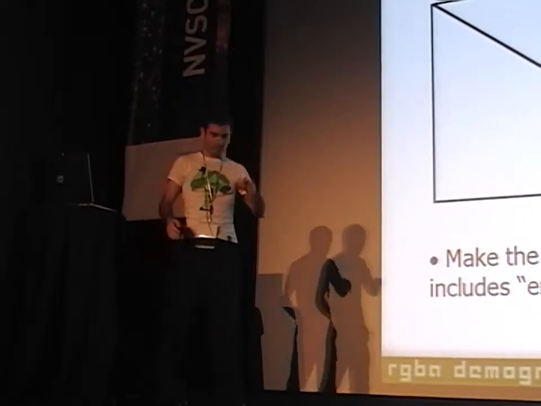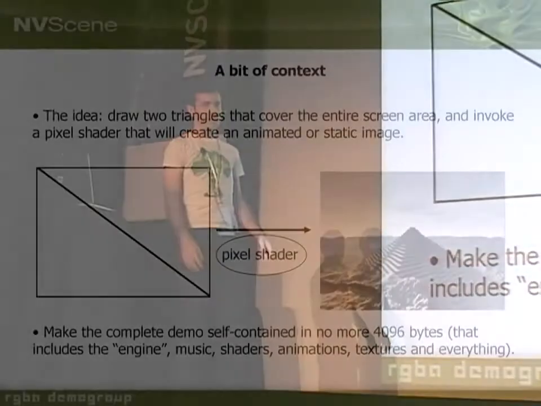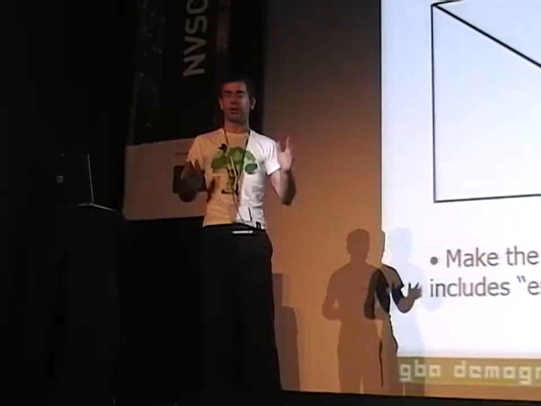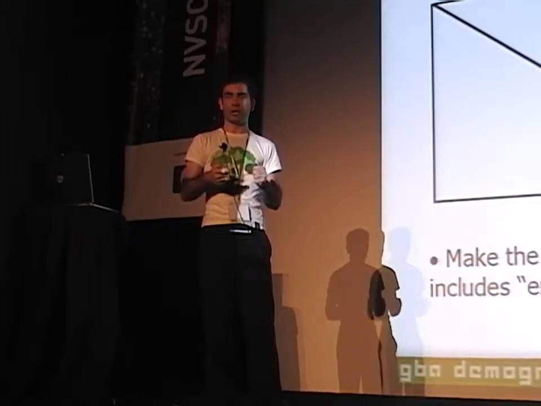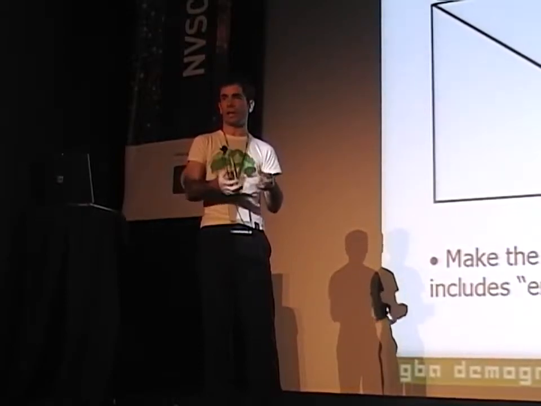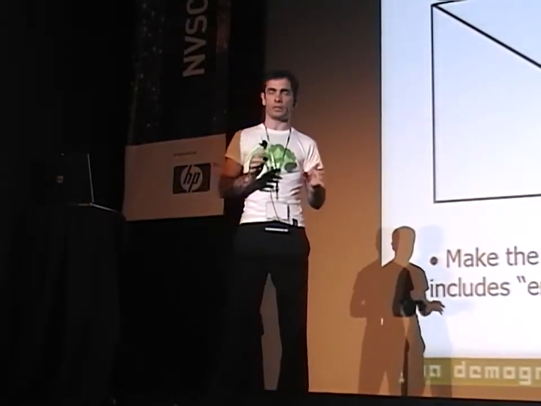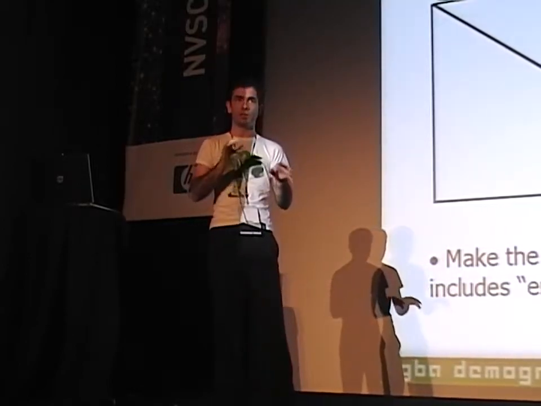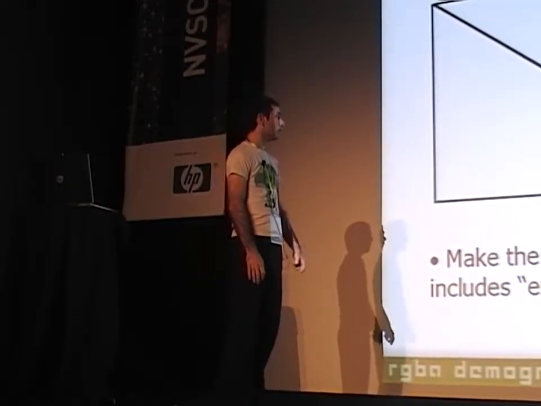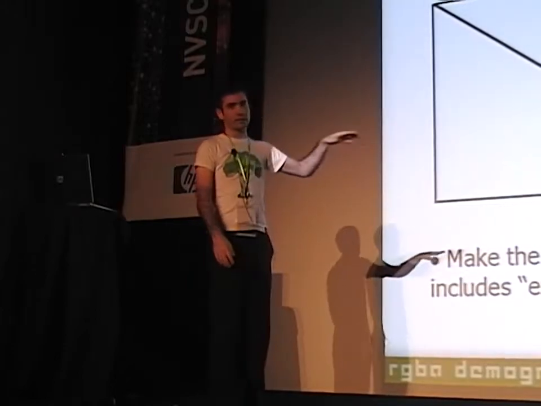Still, as an introduction to give you a bit of context of what I'm going to speak about, the idea is to make an image on the screen, or an animation, a demo, whatever, by just drawing two triangles on the screen, or one triangle, whatever. You just need to cover the pixels of the screen with something, then you apply a pixel shader to it, and you build an image inside the pixel shader. So you don't use polygons to model geometry, or sprites to make particle systems. You don't really have geometry, just two triangles, and then you have to build your procedural image or procedural scene, animations and textures in the shader. Again, just to remind you, everything is inside the 4 kilobytes.